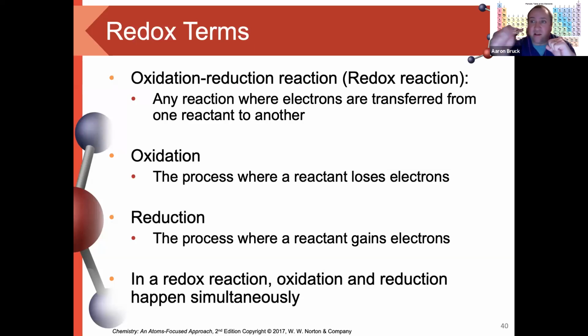So oxidation is the loss of electrons. Reduction is the gain of electrons. And the two processes happen simultaneously. The thing that loses electrons gives its electrons to the thing that gains electrons. And so one process cannot occur without the other. Both have to occur, and they both occur simultaneously.